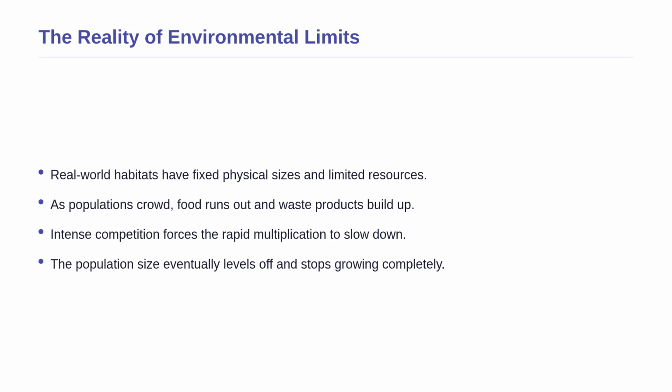At first, the bacteria multiply rapidly because there is plenty of food. But as the population gets crowded, resources start running out. Waste builds up, and individuals begin competing with each other. This intense competition forces the rapid multiplication to slow down. Eventually, the population size levels off and stops growing completely. This realistic scenario is what we call logistic growth.